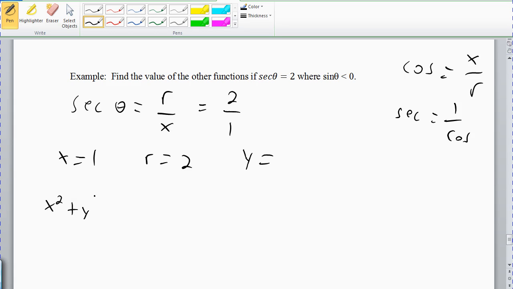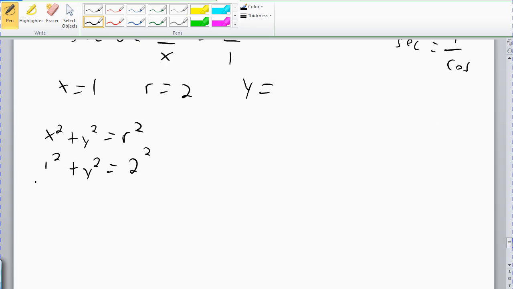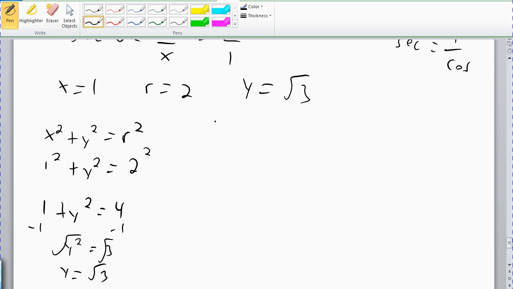X squared plus y squared equals r squared. X is 1, y we don't know, so keep it as y, and r is 2. 1 plus y squared equals 4. Subtract 1, we get y squared equals 3, square root. We get y equals square root of 3. And once we have those, we're ready to find all the values. Maybe. I'm going to write them down.